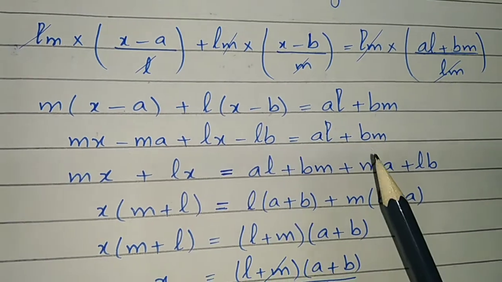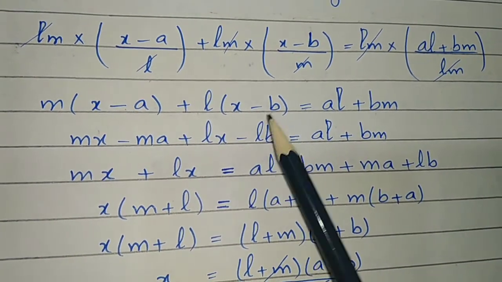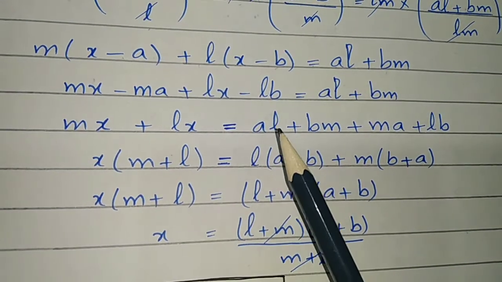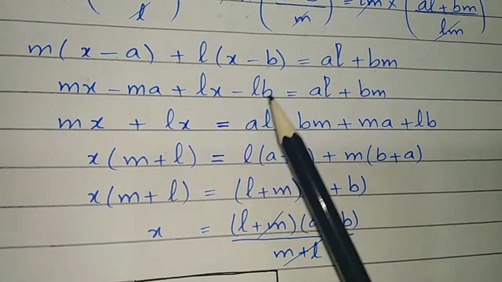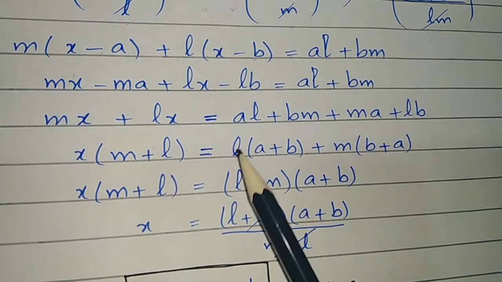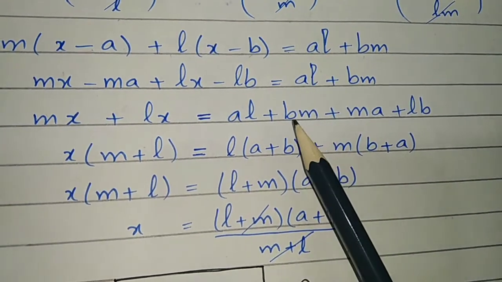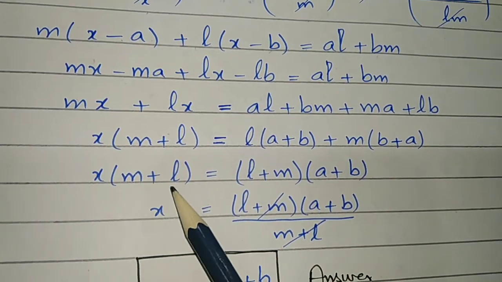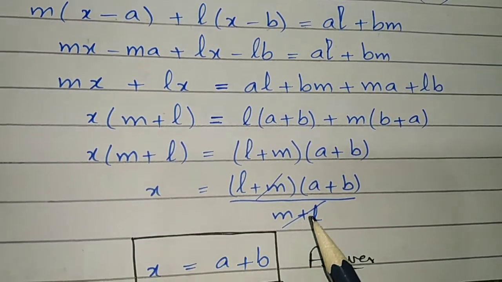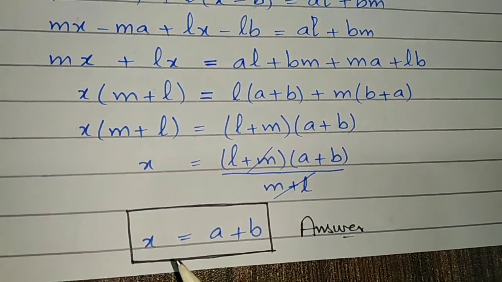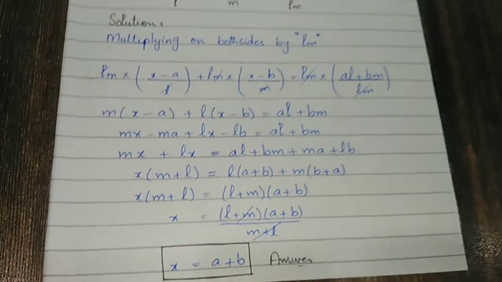This ma will become positive and this negative lb will also become positive. Now you have to take l common because l is in the two terms. So (a plus b) with l as common, plus m is common, the remaining terms (b plus a). So m plus l is multiplying with x, so it will be divided on the right hand side. And this l plus m will be cancelled with this m plus l. So you will get your required answer, that is x is equal to a plus b.